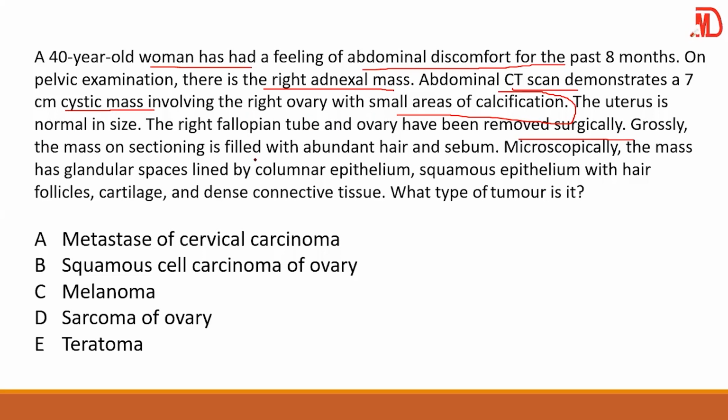Grossly, the mass on sectioning is filled with abundant hair and sebum. Microscopically, the mass has glandular spaces lined by columnar cells, squamous epithelium with hair follicles, cartilage, and dense connective tissue. What kind of tumor is it? A tumor that is made up of several different types of tissues, such as hair, muscles, teeth, or bone, is called a teratoma. So over here, they're just describing a teratoma.